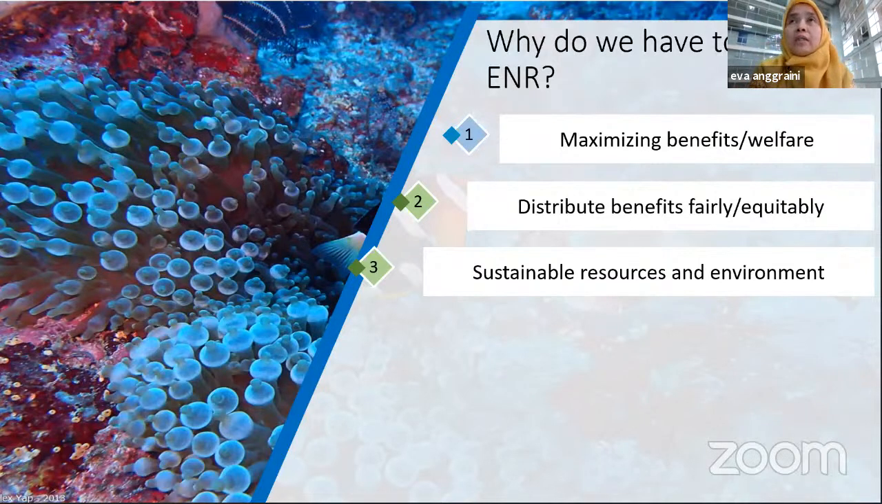Before I come to the specific talk about economic valuation, I conclude at least three main goals of managing the environment. First, in terms of economy, we would like to maximize our benefits or welfare, the benefits of the community and of the people. We would like these benefits or welfare to be distributed fairly and equitably in terms of social aspects. And in terms of ecology, we would like to maintain sustainable resources and environment. So these are the basic goals of environment and natural resource management.